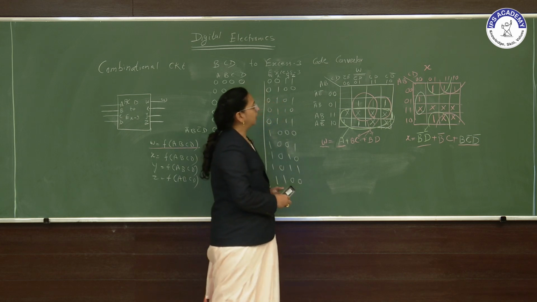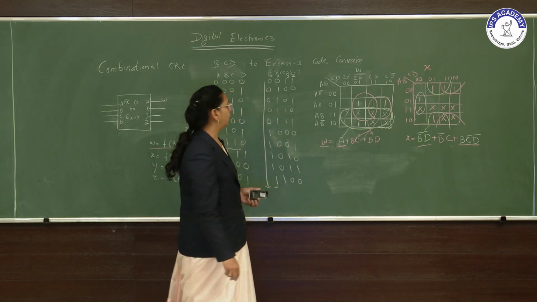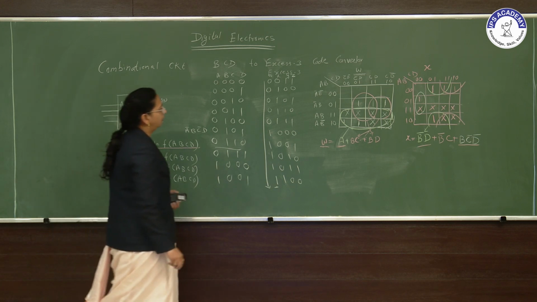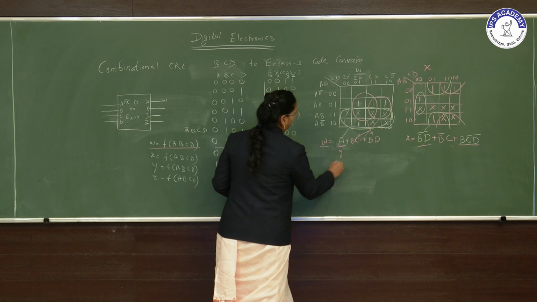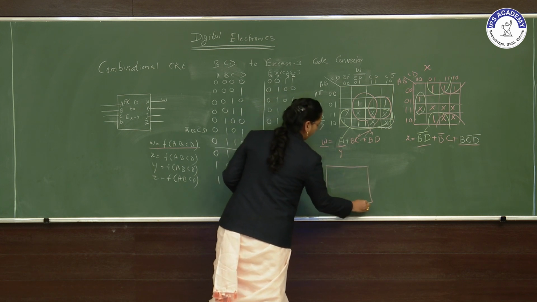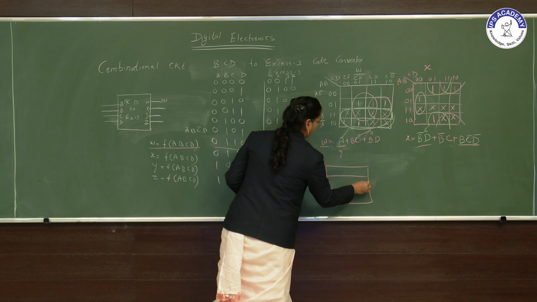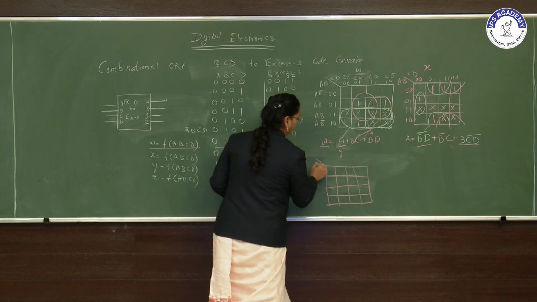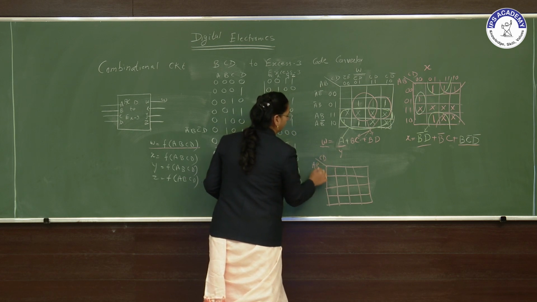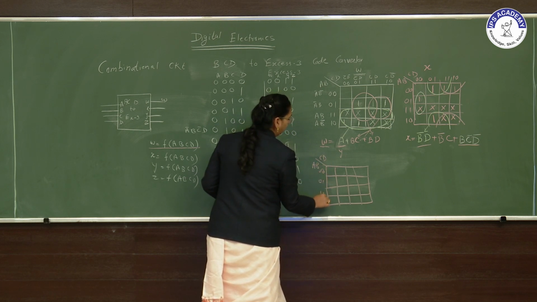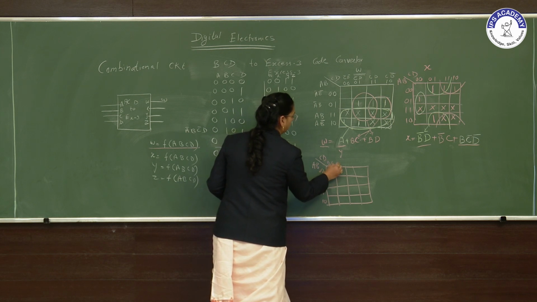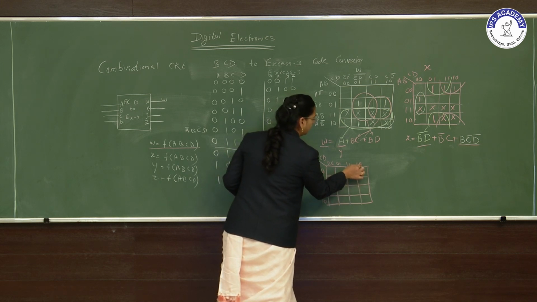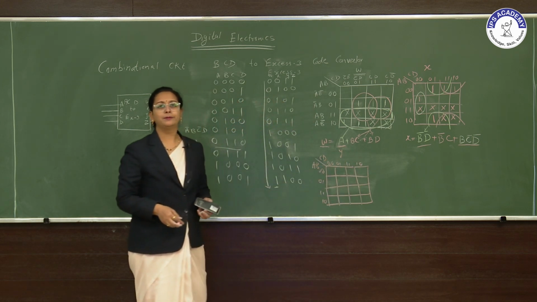So here we get the expression for W and X. Now we have to find the expression for Y and Z. For Y and Z, again we will make a K map. Again the input will be A, B, C, D. So here it is 0, 0, 0, 1, 1, 1, 1, 0, and likewise for the columns. My drawing and writing is very poor, so kindly consider.